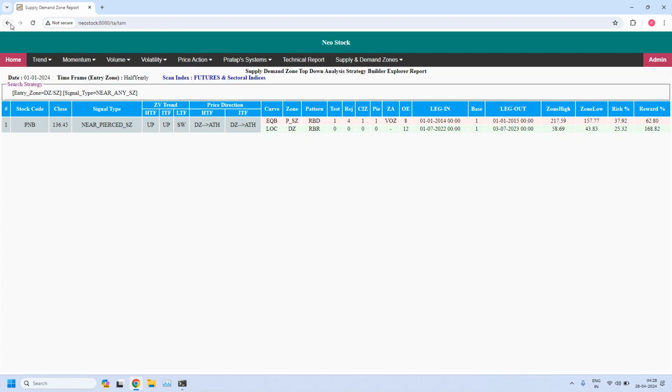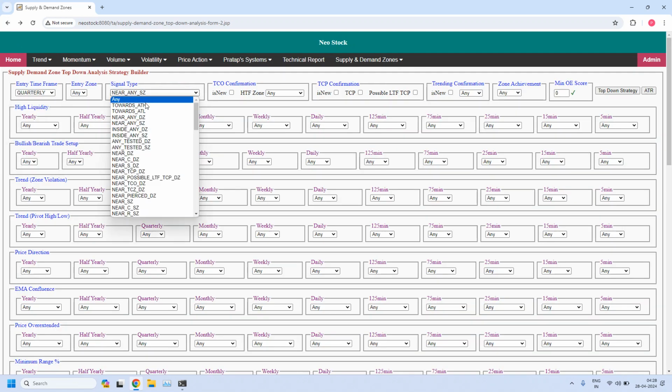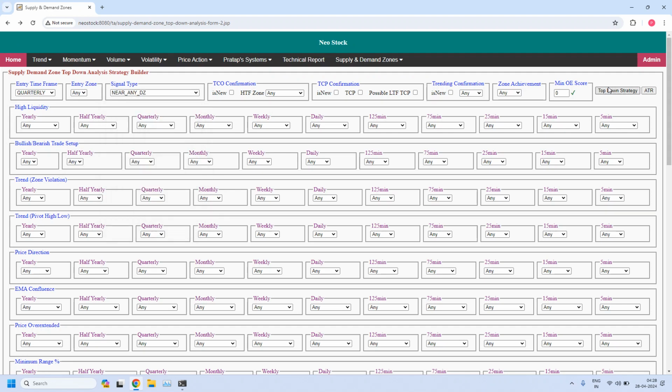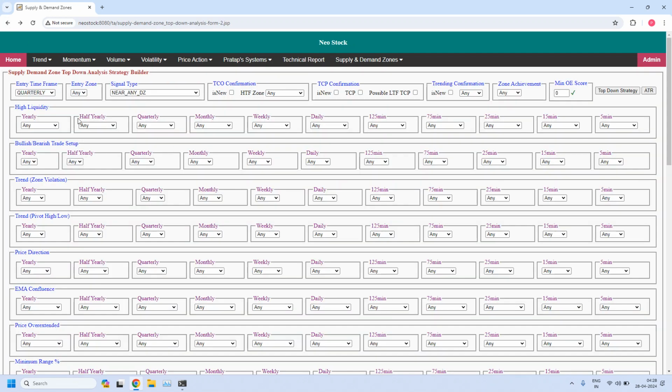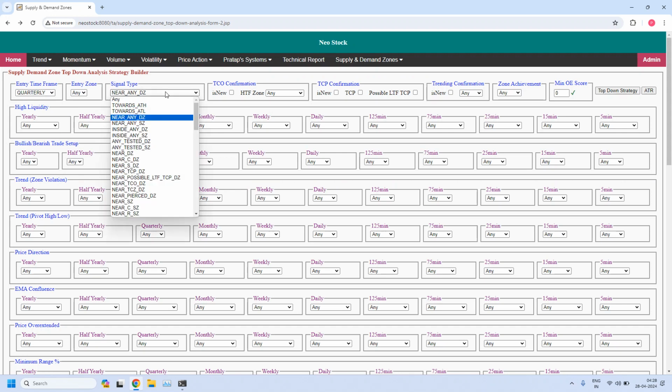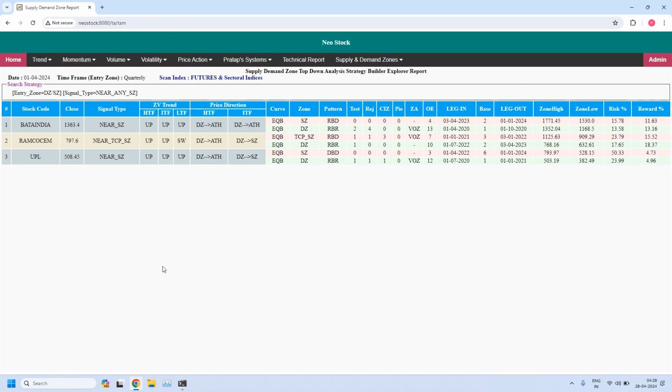So let me go back. I'm changing the time frame to quarterly. Let us find the stocks near quarterly demand zone. 5 stocks are filtered, and these 5 stocks are near to the quarterly demand zone. That means the current price is near to the quarterly demand zone. So let me go back. For quarterly time frame, let us find the stocks near quarterly supply zone. These 3 stocks are filtered.